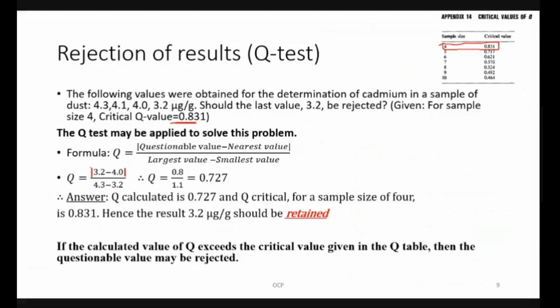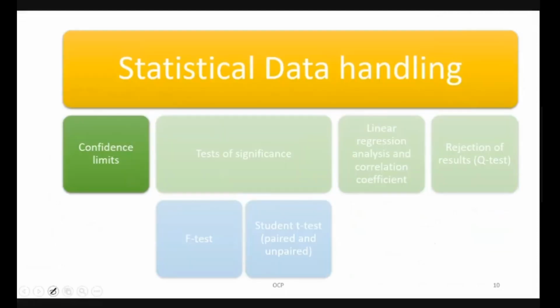Have you understood this? If you have any doubt, I will give you some time to ask your doubts. Remember, if the Q you found is less than the critical value, the result has to be retained, otherwise it has to be rejected. I will give you 1 minute to think about this procedure, this method. If you have any doubt, you can ask, okay? I will wait for 1 minute. Okay, let us proceed because no one asked any doubt. So I will proceed now. After we are done with the Q test, we will jump to the next simple thing, confidence limit.